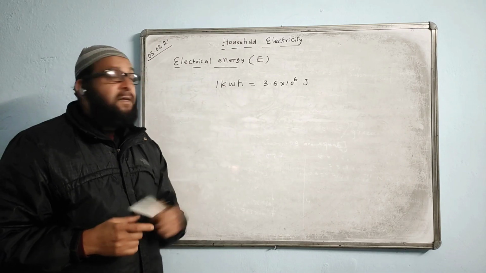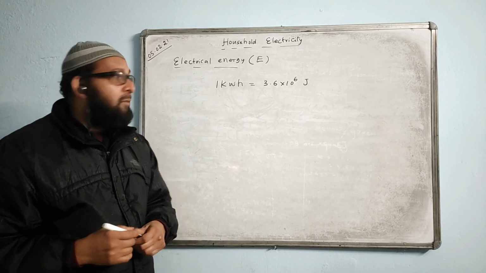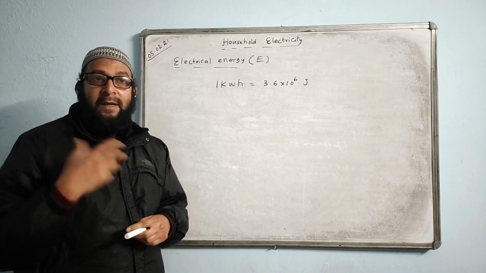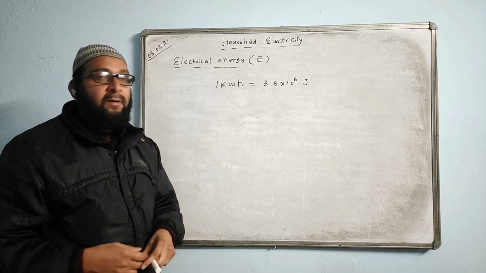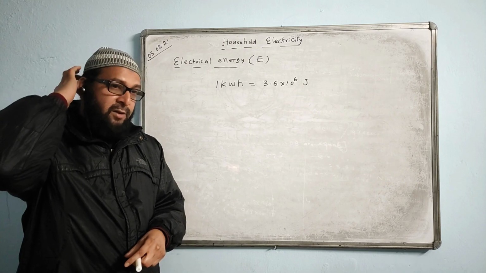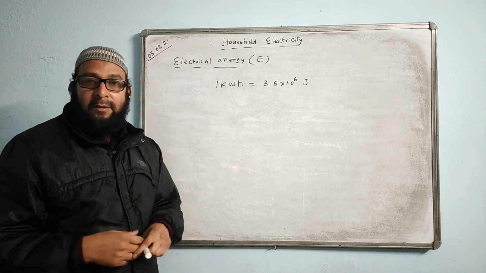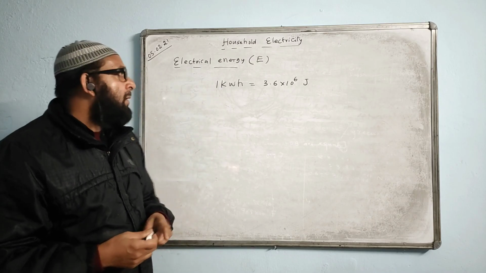And why do we get this value? There is a reason behind it. This is the commercial unit of electric energy. We pay the electricity bill on the basis of this unit. We consume electrical units. 1 unit is 1 kilowatt hour, 2 units means 2 kilowatt hour, 100 units means 100 kilowatt hour.